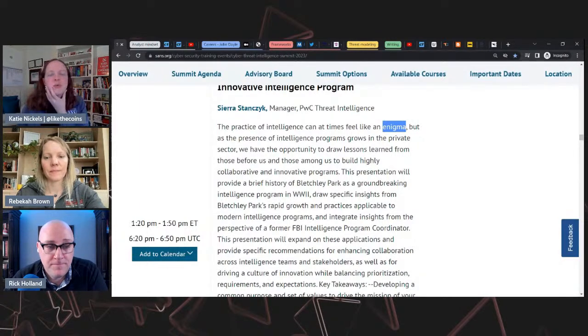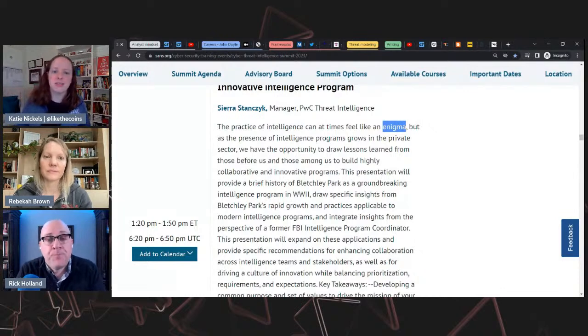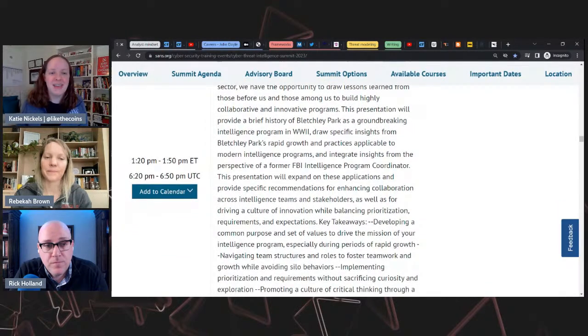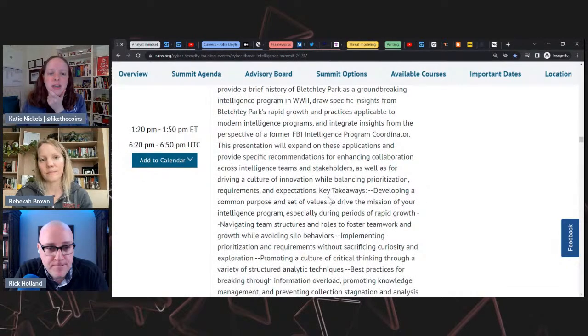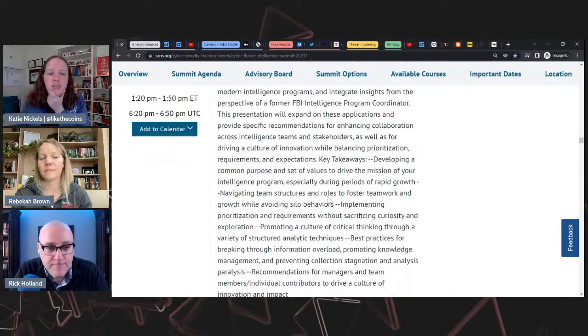I think one of the things that's cool about cyber threat intel is we bring in traditional analysis concepts as well as cybersecurity concepts. Cybersecurity is a little newer and more recent than intelligence analysis, right? So looking at Sierra's abstract here, one of the things that she mentions is implementing requirements. And this is a term you're going to hear a lot.